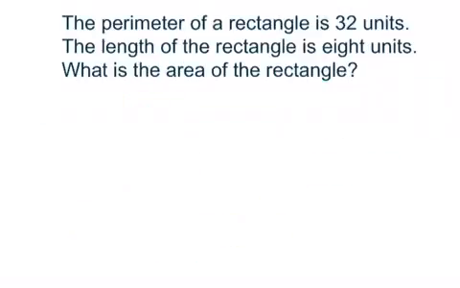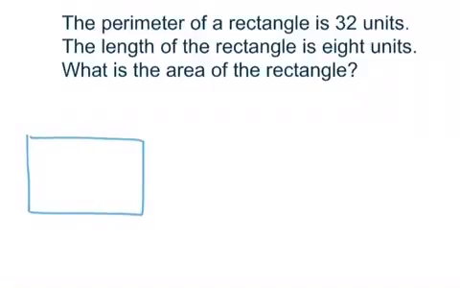So here's the other way, where they give you the perimeter and one of the side lengths, and you have to find the area. The perimeter of a rectangle is 32 units. Now these definitely get a little bit more difficult. So here we go. Once again, you've got to see what's going on. So let's get that rectangle going.